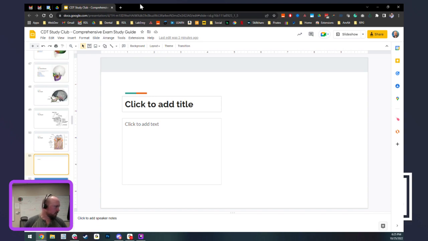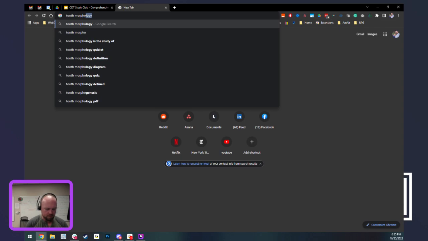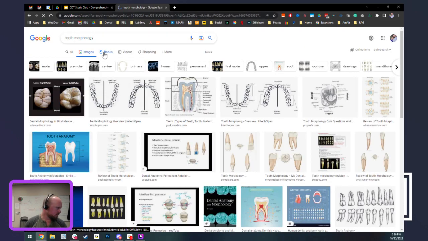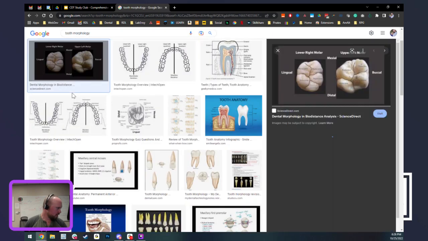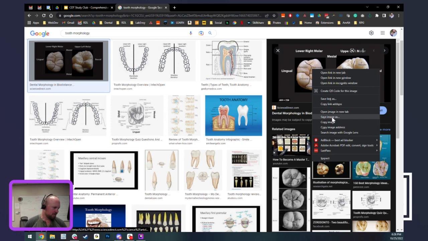And then let's get into tooth morphology. So I think we were actually using a good bit of Google last time. And let's see what good images we can find. There we go.